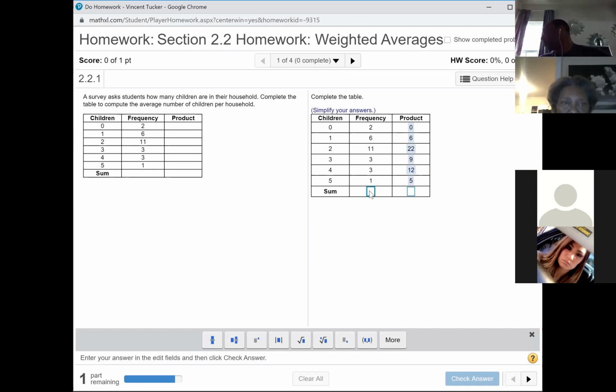Now, sum means addition. And where's my calculator? So we got 2, 6, that's 8, 19, 26.